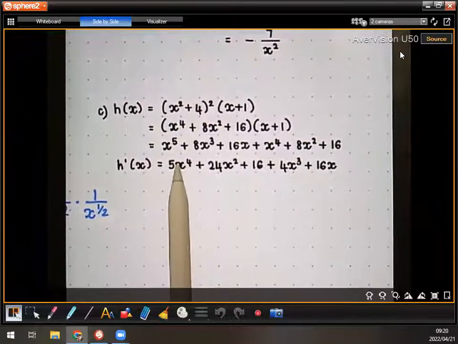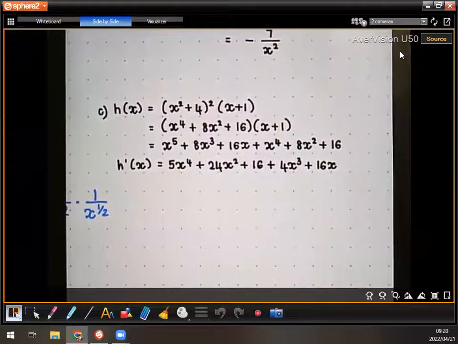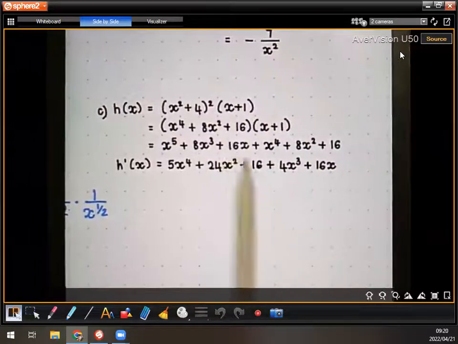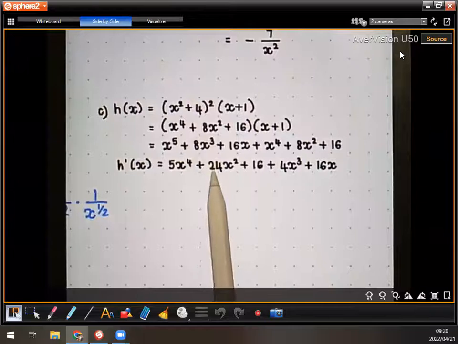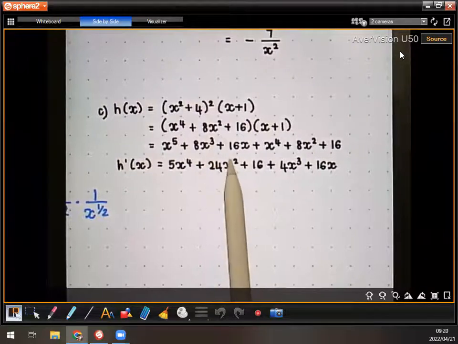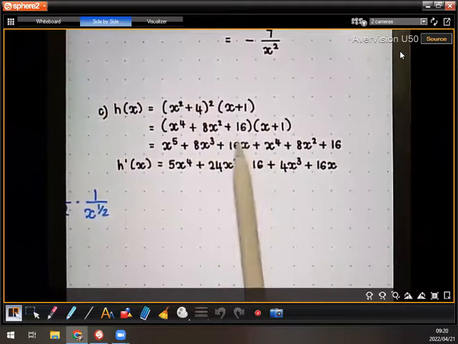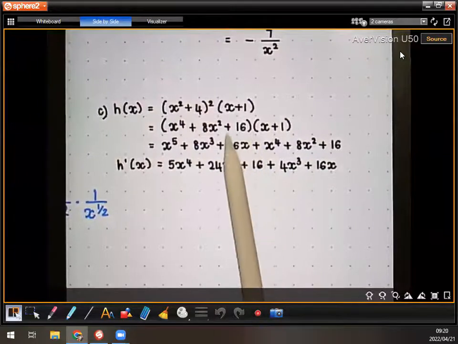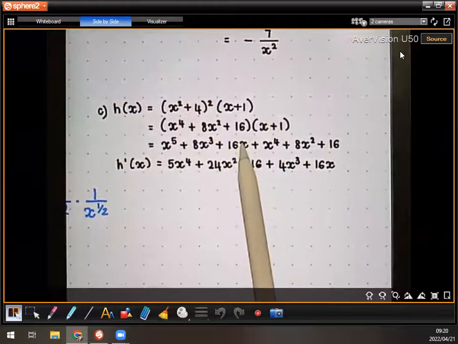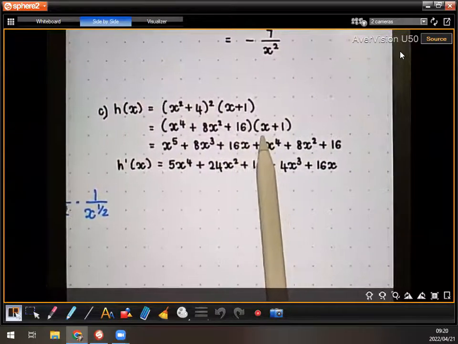Okay, the more you practice this, guys, the quicker you're going to get because it's just a little rule that you must use. For this one, 8 times 3 is 24. So you take the exponent to the front, 24, x to the 3 minus 1 is 2. For this one, 16x, there's an exponent of 1 there, right? So you're going to say 1 times 16 is 16. Then you're going to do x to the 0.